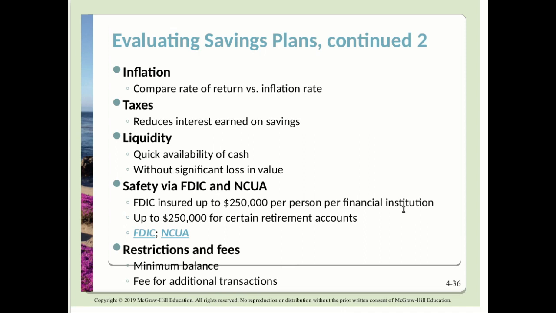Let's say you have $250,000, you put it in one bank, you have another $250,000, you put it in another bank. Each of those is protected at $250,000. If something happens, you get $500,000 back. If you have $500,000 and you put it in one bank, and it goes under, you get back only $250,000. These are all things to consider as far as the safety and things like this.